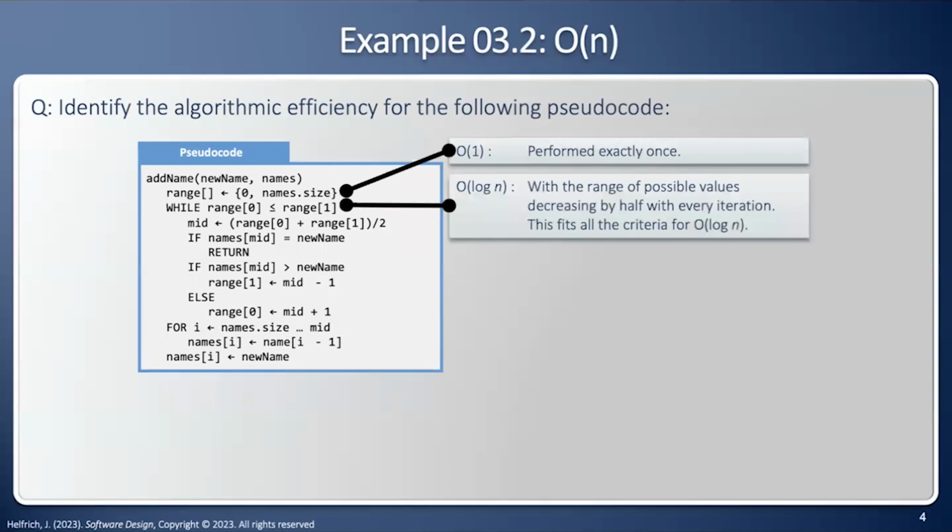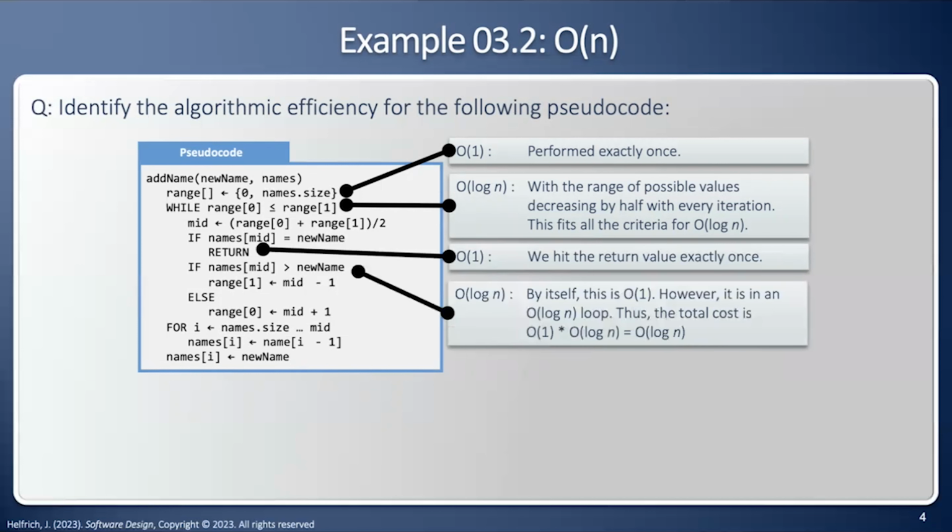Now we have a while loop. Every time you have a loop, think it's not going to be O sub 1. The question is, how many elements is this loop going to visit? Since this is doing a binary search, it's going to visit log n number of elements. Therefore, this is O sub log n. Now we have a return statement here. A return statement can be executed exactly once. So this is O sub 1.